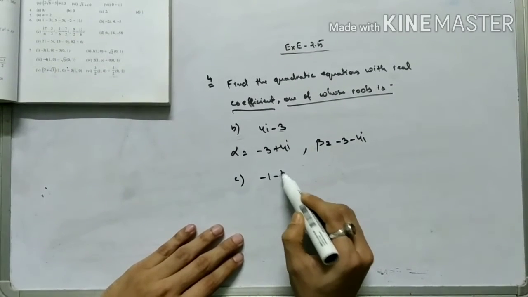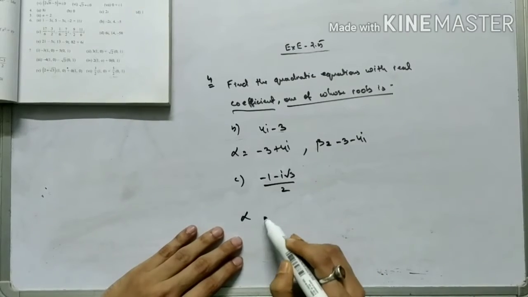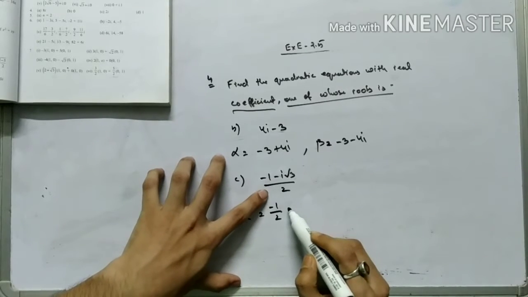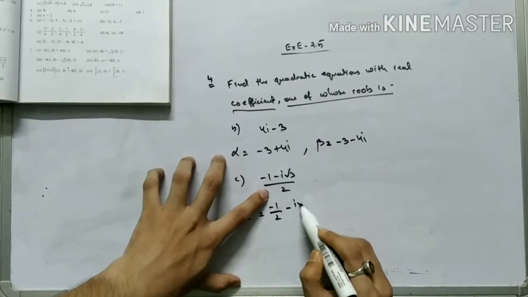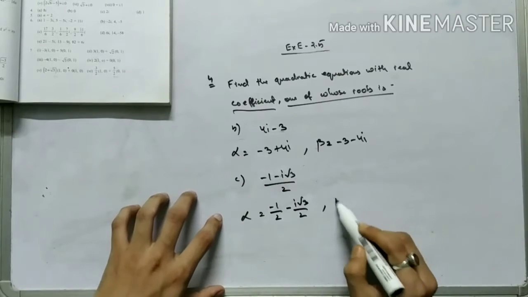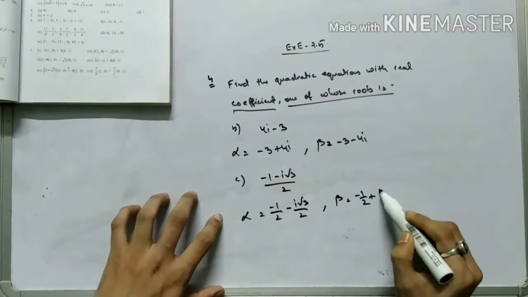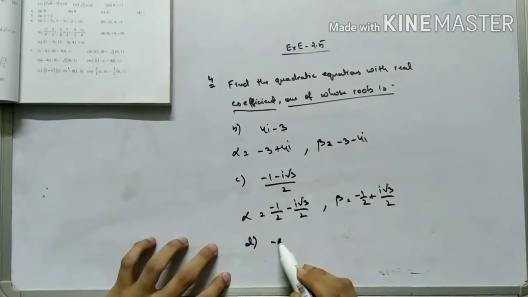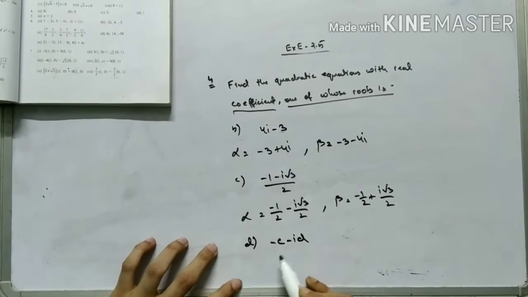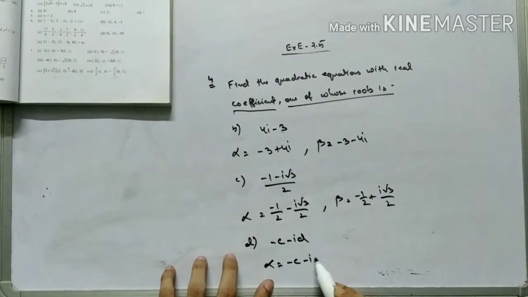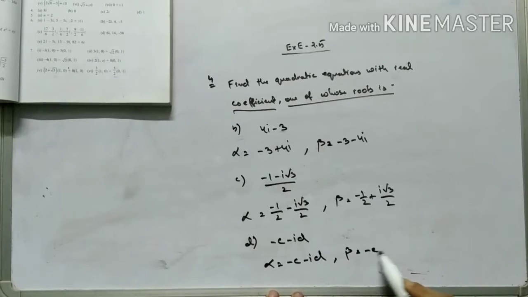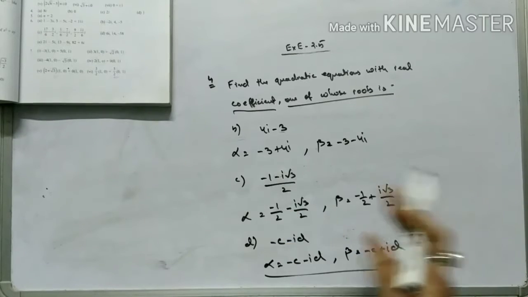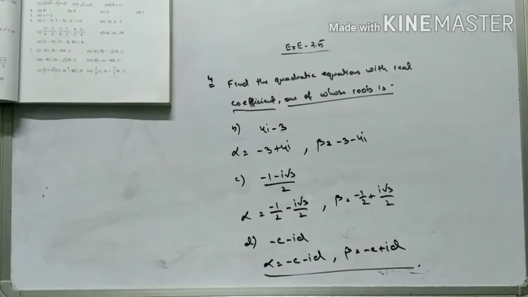Next it is minus 1 minus i root 3 by 2 there. So alpha you can take minus 1 by 2 minus i root 3 by 2, and beta you can take minus 1 by 2 plus i root 3 by 2. Understand? And next it is number D, minus c minus id there. So alpha you can take as minus c minus id, and beta you can take as minus c plus id. Understand? Conjugate of each other. Okay, sum and product find out and quadratic equation you find out.